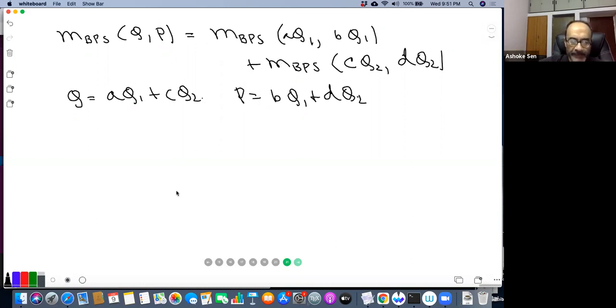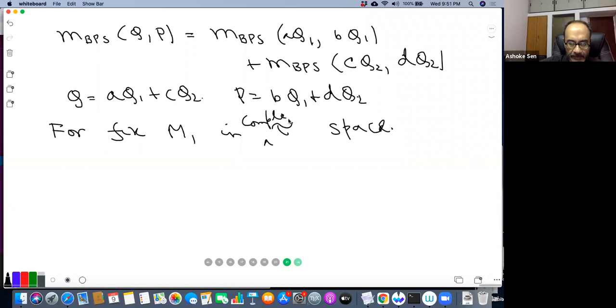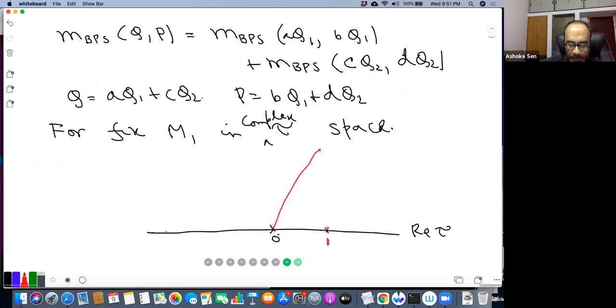In fact, in this case, the wall of marginal stability is very well mapped. So let me say for fixed M in tau space. Let me draw the walls first. So this is a complex tau space. So this is a real tau line. So this is 0, say. And so the walls basically look like this. This is 1.